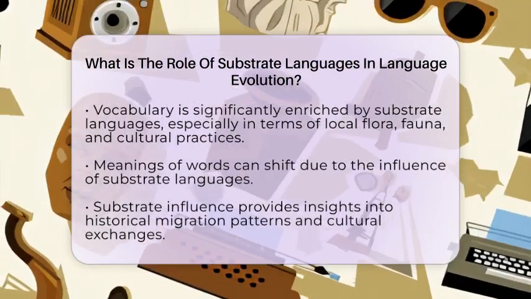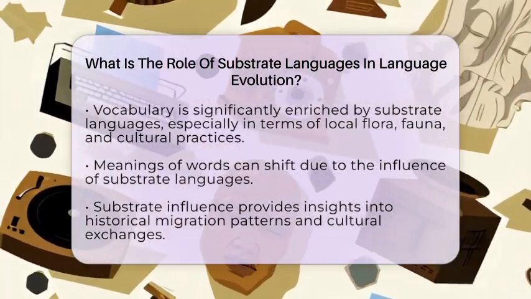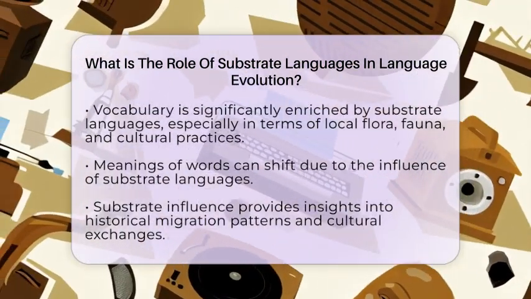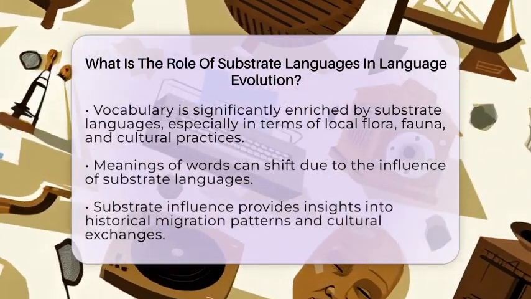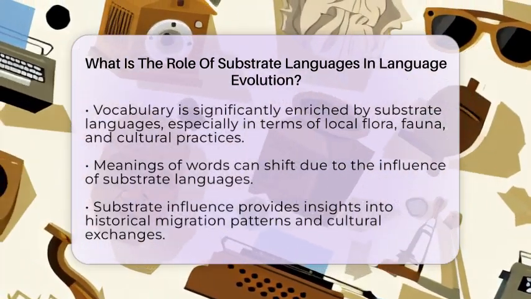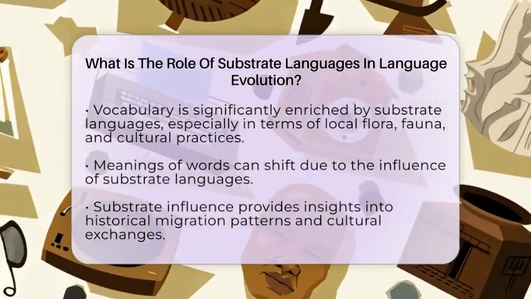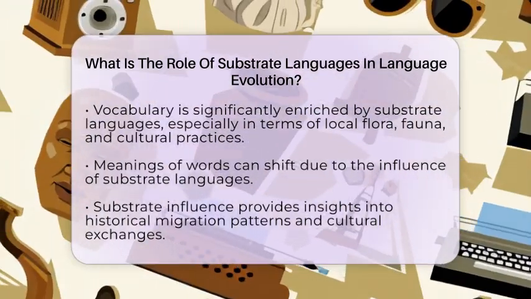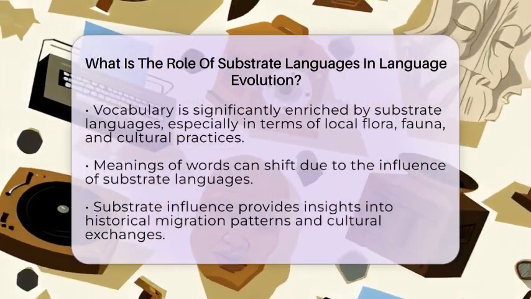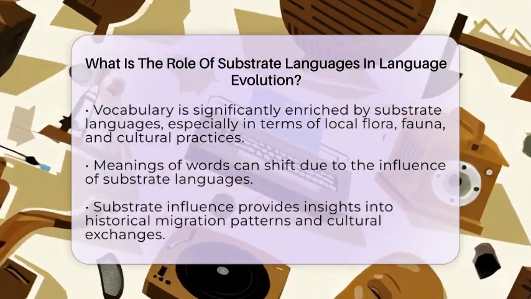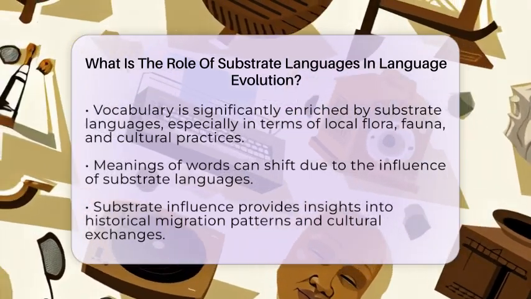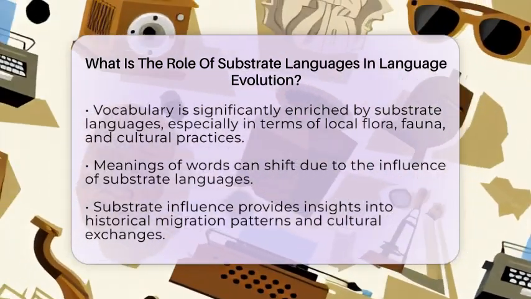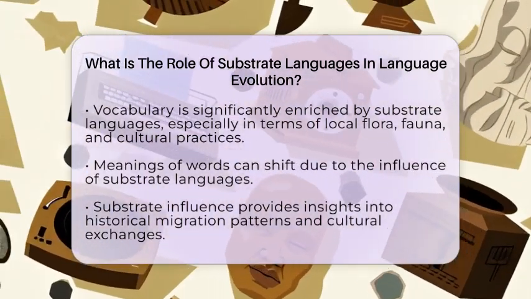Substrate languages often contribute words, especially for local plants, animals, and cultural practices. These borrowed terms enrich the dominant language and reflect the local environment and culture. Additionally, the meanings of words can shift due to substrate influence. A word in the dominant language might take on new meanings based on the context of the substrate language, leading to a richer and more diverse vocabulary.